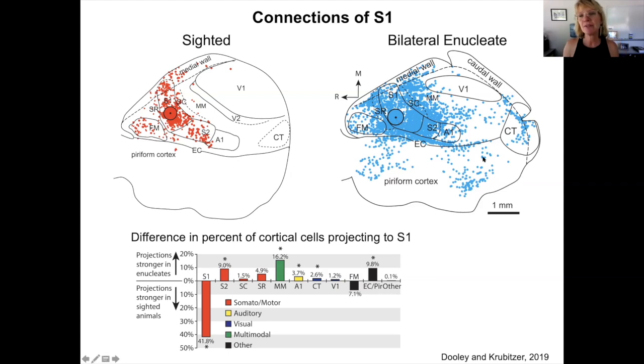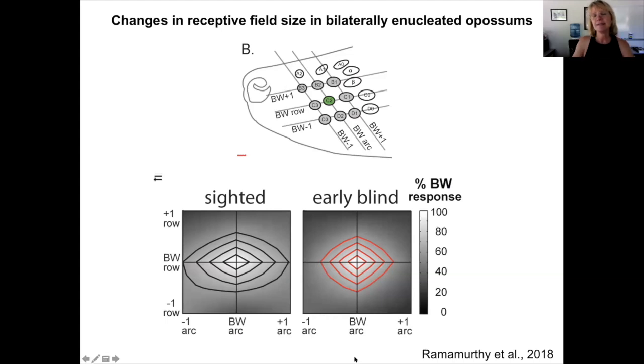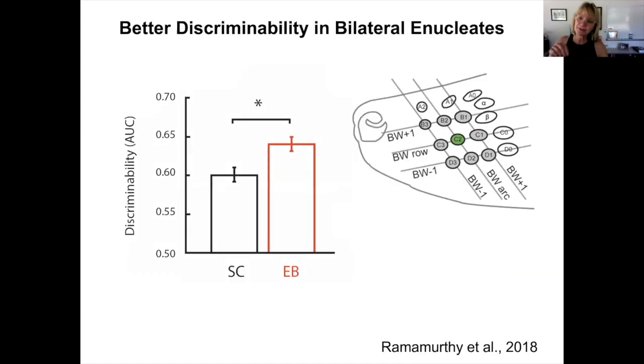And we didn't just eyeball this and say, ooh, this looks really different, although it does look really different. We actually, down here, if you want to, you don't have to take my word for it, this is published, we actually quantified those differences in connections. And then we also looked at the vibrissae representation in primary somatosensory cortex and recorded from single neurons there and looked at receptive field size and neural response property. And what we found was that these early blind animals had much smaller receptive fields in the vibrissae representation, for neurons in the vibrissae representations. And those neurons had better discriminability.